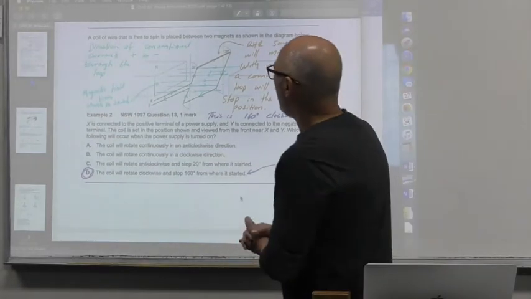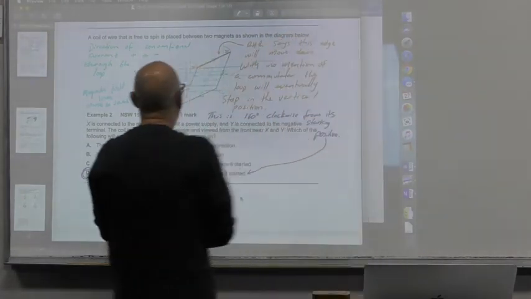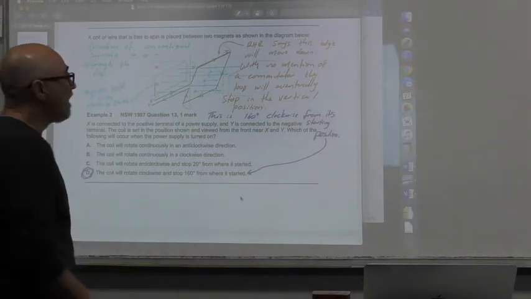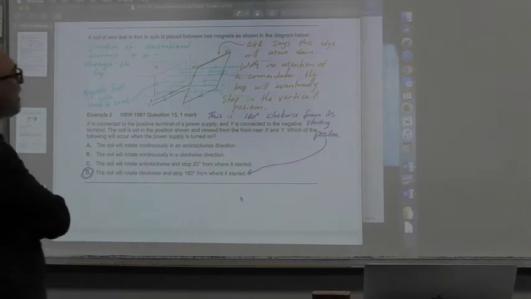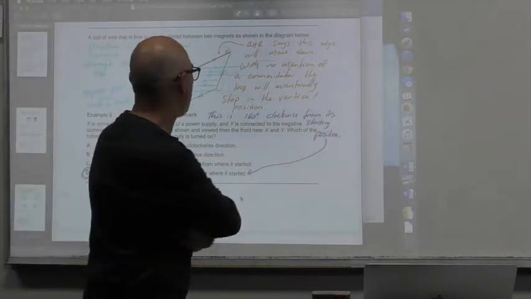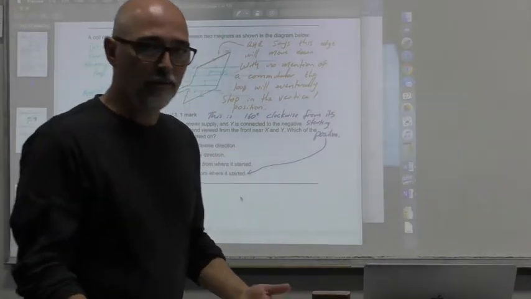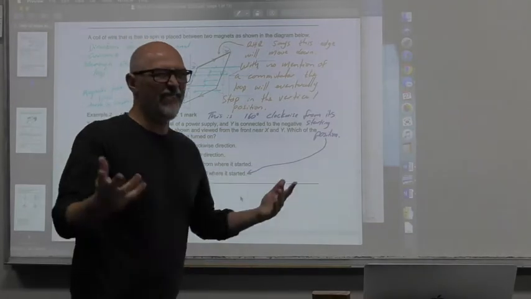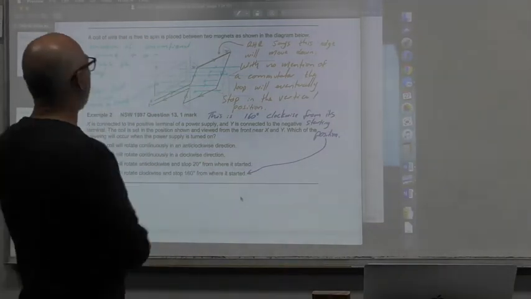there's a coil of wire that is free to spin, placed between two magnets. Now notice here, they haven't drawn slip rings, they haven't drawn a commutator, they haven't drawn anything. So that could be the point of the question, all right? They've also tried to make it look complicated by chucking an angle in here. Very rarely will you ever see angles actually used in any real way, in any significantly difficult way, I guess.